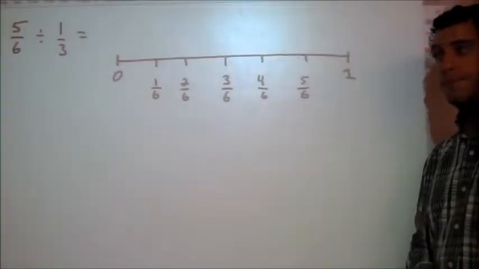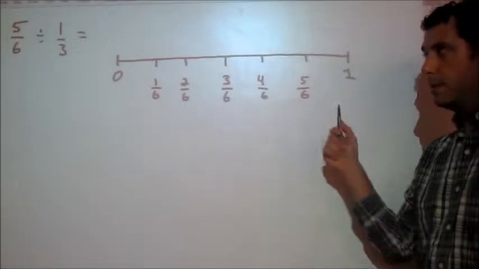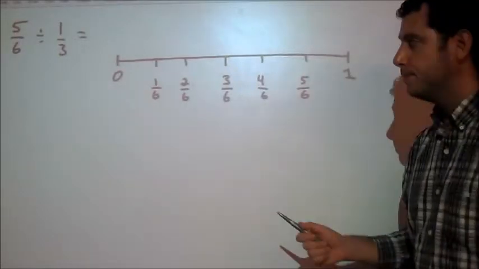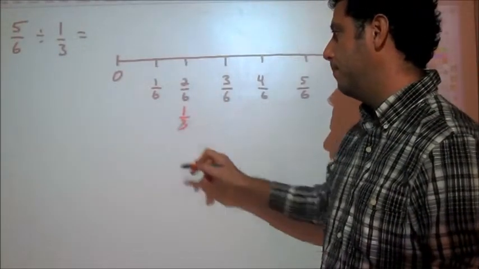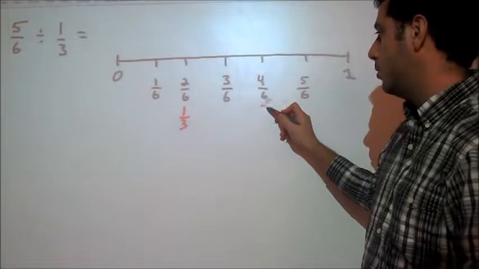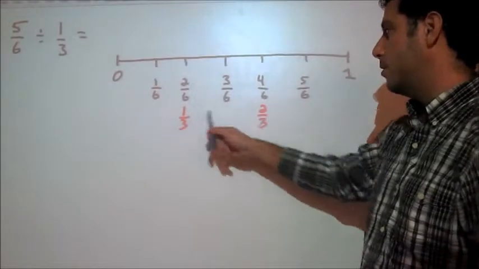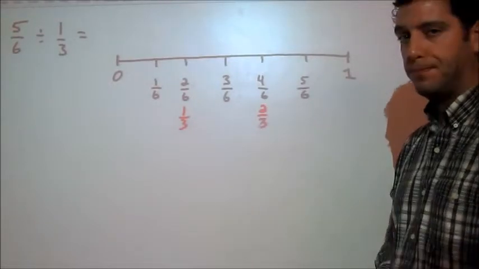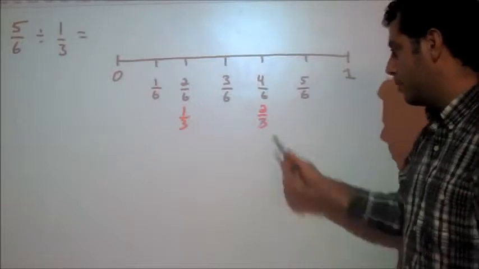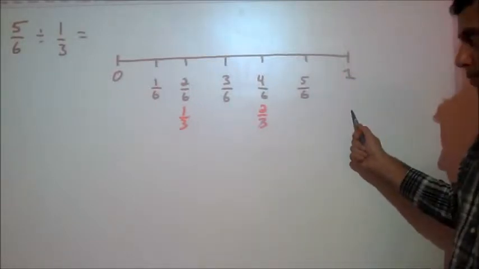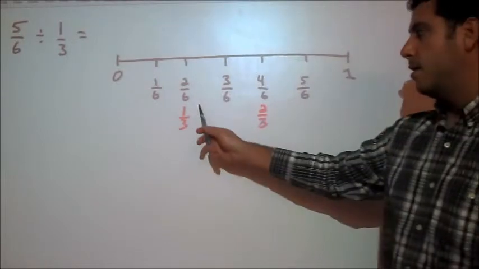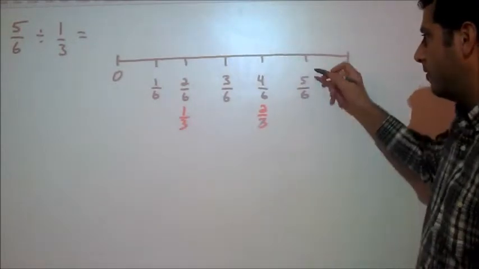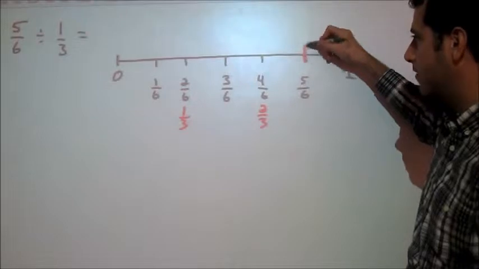How about this problem? 5/6 divided by 1/3. Let's label the thirds on this number line. 1/3 would be here. 2/3 would be here. These are equivalent fractions. And 3/3, of course, would be a whole over here. So now, how many thirds are there in 5/6? Here's 5/6.